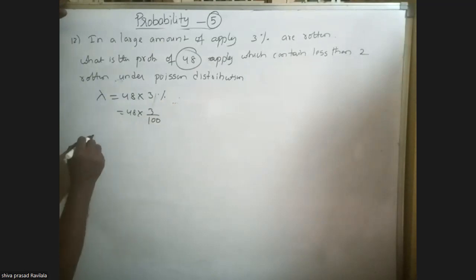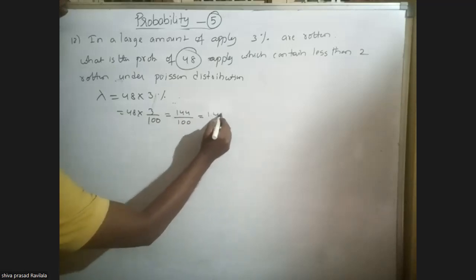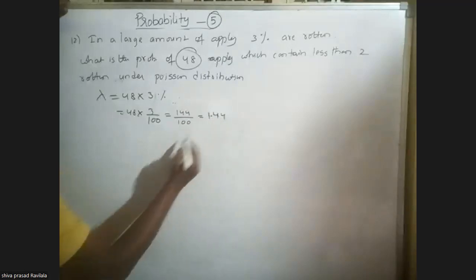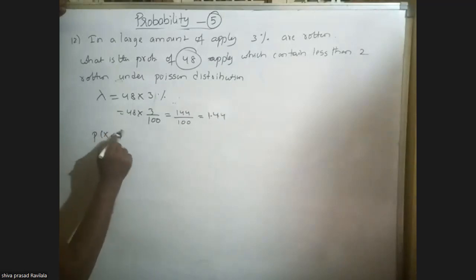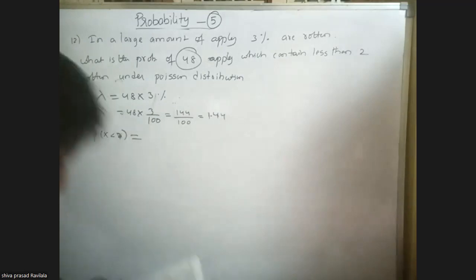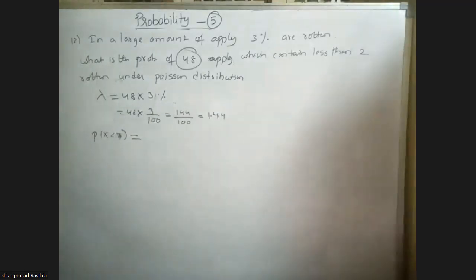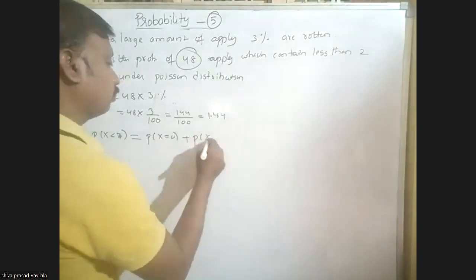The probability that less than 2 are damaged is probability of x less than 2. 48 into 3 is 144, so 144 by 100 is equal to 1.44. Check the calculation, everyone. Therefore, probability of x less than 2 means x is 0 or 1. So it is probability of x equal to 0 plus probability of x equal to 1.